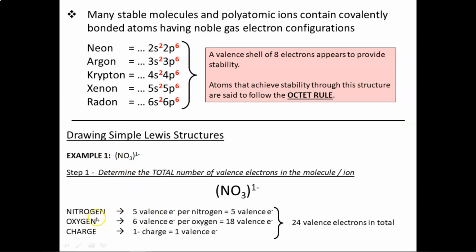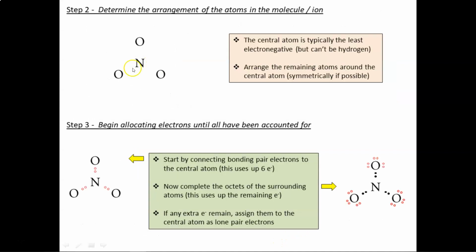Nitrogen has 5 valence electrons, oxygen has 6, but there's 3 of them, so that's 18. And this 1 minus charge means there's an extra electron that wouldn't normally be there. So altogether, we have 24 valence electrons we need to account for. Since nitrogen has the most number of bond sites, I'm going to keep it as my central atom while arranging the oxygens around it. I know that there's going to be at least a single bond between the nitrogens and the oxygens, maybe doubles, maybe triples, but at least a single.